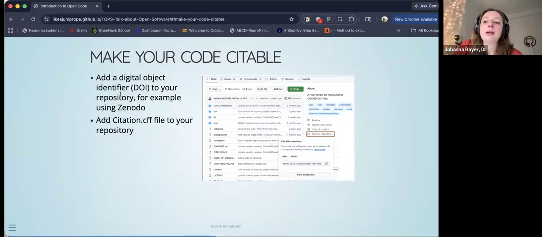Another way to share your code or make it citable is to create a digital object identifier for your repository, for example, using Zenodo. If I had more time, I would walk you through this, but it's really not hard. You just need a Zenodo account and you can link your GitHub account to your Zenodo account. And if you create a version of a release of your code, you can archive it on Zenodo, and you get a little badge that you can put onto your GitHub account.